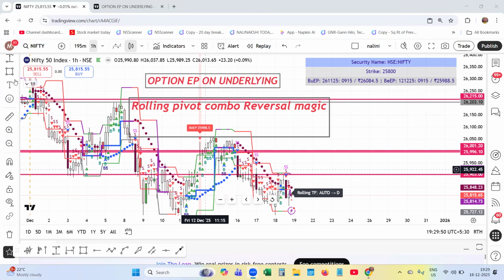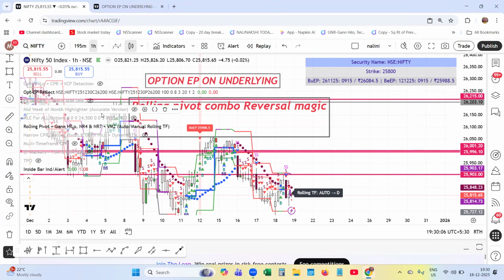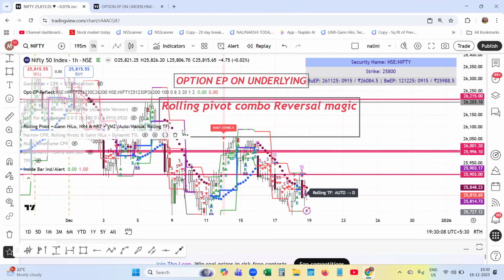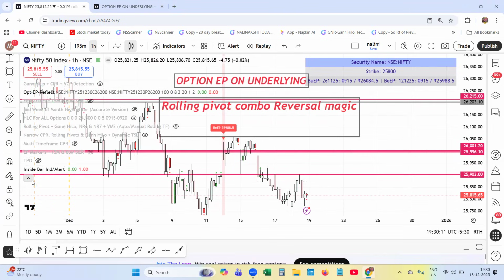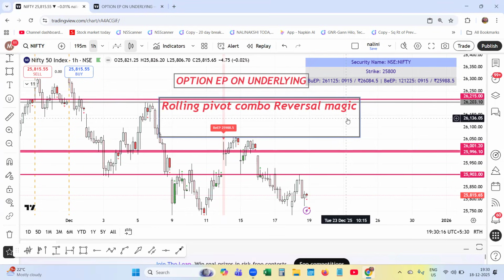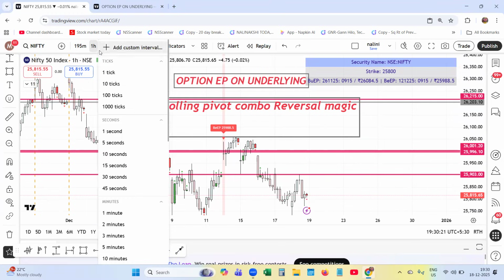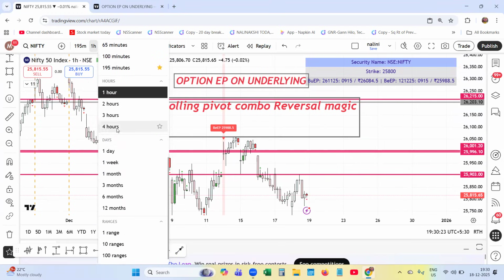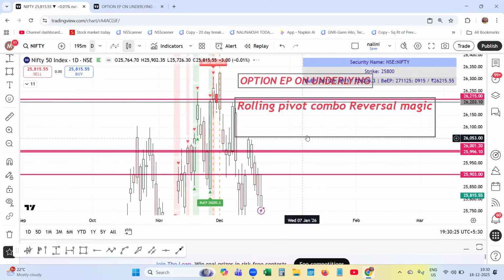So I am on the chart. See, these are the two indicators, option EP on underlying. This is where the table is showing, and it reflects on the price also. I'm going to show that. So now I'm going to hide the rolling pivot and enable only this option EP to show you clearly how this episodic pivot has been generated over here. Okay, let me take you to the Nifty chart on daily.